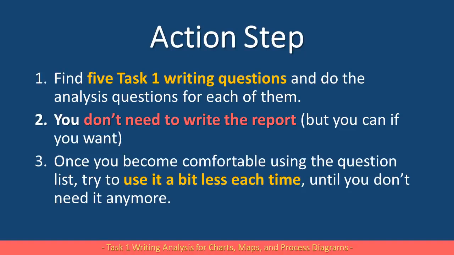Fantastic. Your action step for today is to find 5 Task 1 writing questions and do the analysis for each of them. Just do the analysis questions. All right, you don't need to write the report. You can if you want, but you don't need to write the report for every question, but do the analysis. Practice your analysis. Once you become comfortable using the question list, try to use it a bit less each time until it's so easy for you to analyze it that you don't need to read through each of these questions, but you can be confident you're not missing any information.